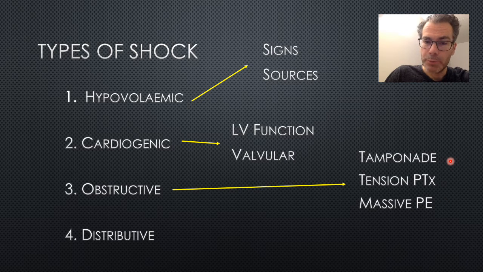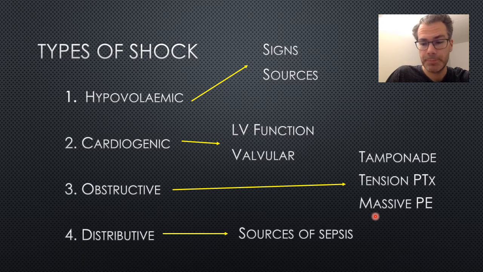So tamponade, we've talked a bit about identifying a pericardial effusion. Then diagnosing tamponade is another step, which is a bit more technical, which we won't cover in this talk. Tension pneumothorax can easily be ruled out by looking for lung sliding, and then massive PE, as well as looking for signs of RV strain. Actually, a more specific sign of a PE is to identify a DVT.